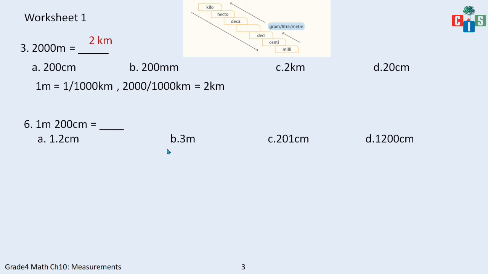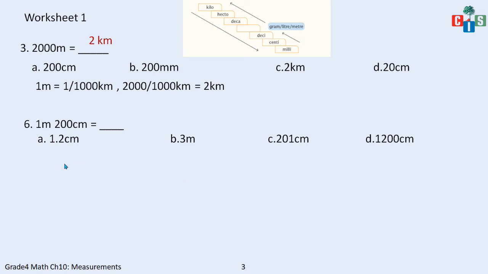Now the B section, let's check out 3 meter. I think there is a possibility. Because it's 1 meter, and if I convert 200 centimeter into meter, I have to divide it by 100. So 200 divided by 100 will give me 2 meters. So 2 meters plus 1 meter will give me 3 meters. So this is my right option.